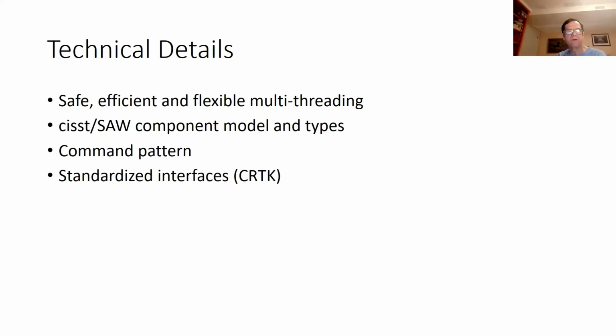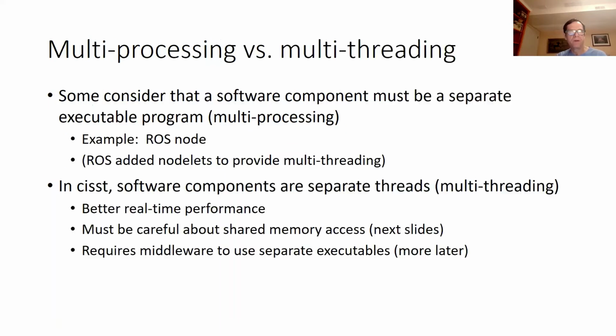So I'll go over now some of the technical details behind the cisst infrastructure. First, just the difference between multiprocessing and multi-threading. I'll go through this kind of quickly, given the audience is familiar with software. But basically, there is a little bit of a debate in the component-based software community whether a software component must be a separate executable program. Is that really part of the definition of a component?